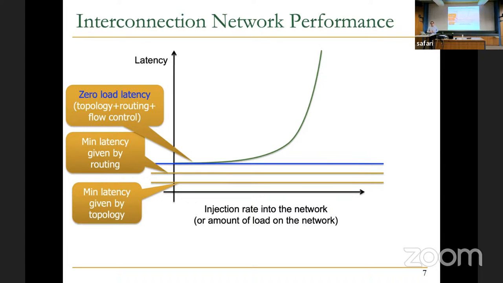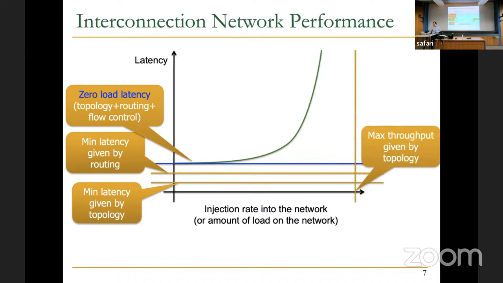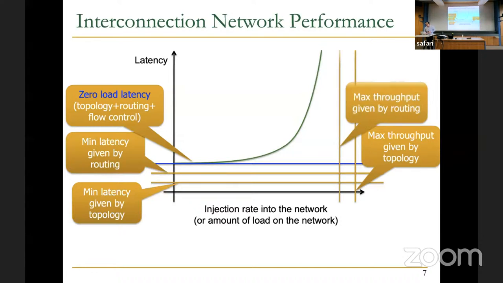Hopefully that makes sense. On the other side, on the right side, you have a maximum throughput given by topology. Again, topology is the first place to start. You design a topology, you basically determine the size of your links, et cetera. And then that determines what's the maximum throughput that you can get. So maximum throughput is going to be basically where your latency asymptotes. But topology is not the only thing. Routing algorithm adds some inefficiency to the throughput that you can get, because as you put more load into the network, your routing algorithm becomes much more important, clearly.